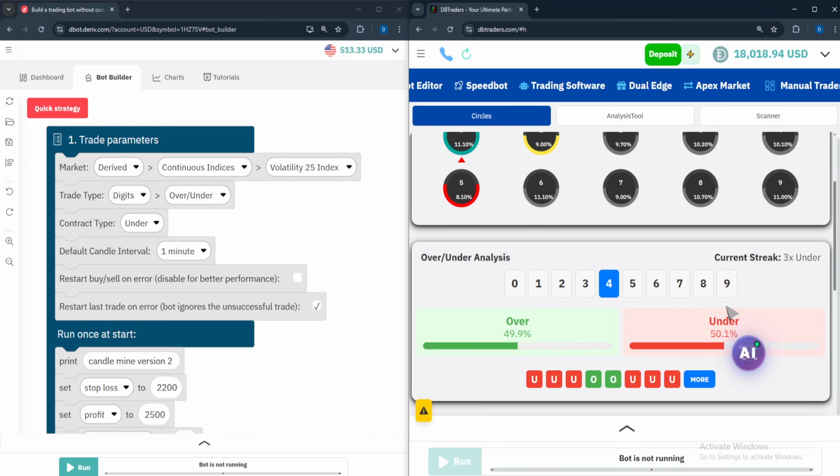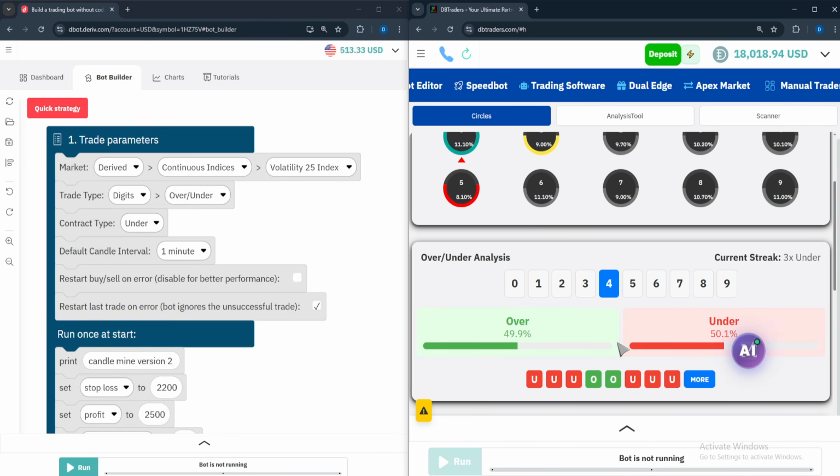I hope I'm not confusing anyone. You wait for that percentage to increase by more than 0.2 and you run. But again, you have to ensure it is stronger than the over percentage. And again, you have to ensure it is more than 50.3%. Once you see that, you run your bot. All right.